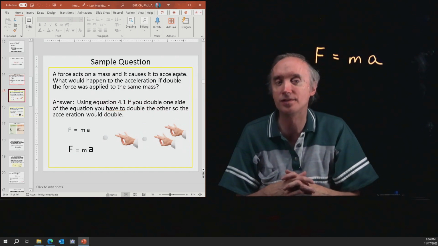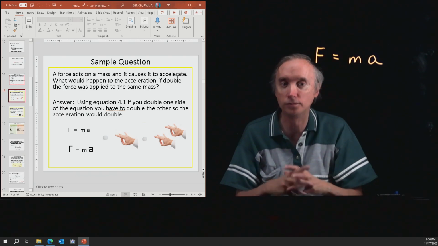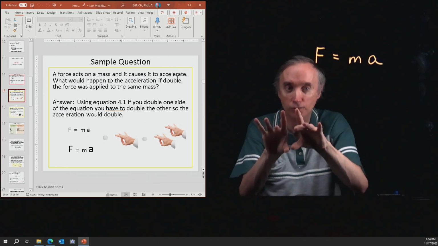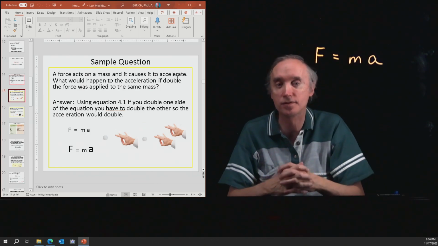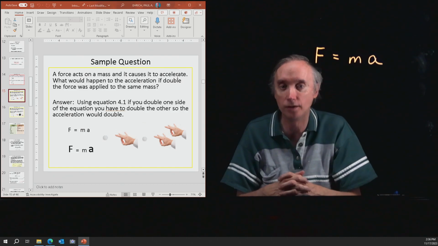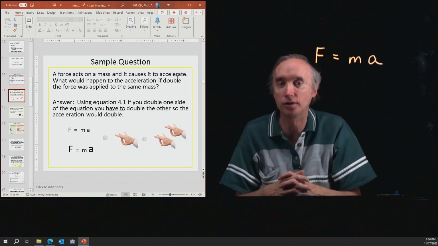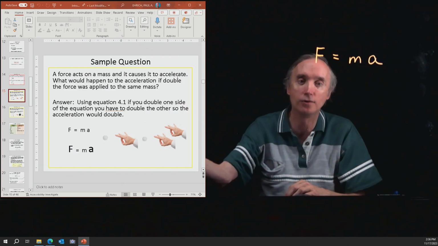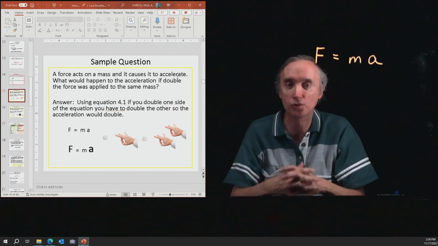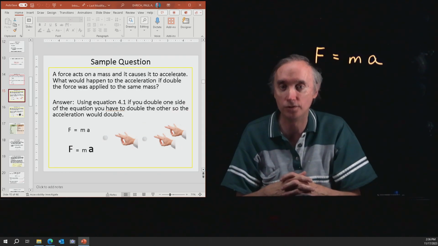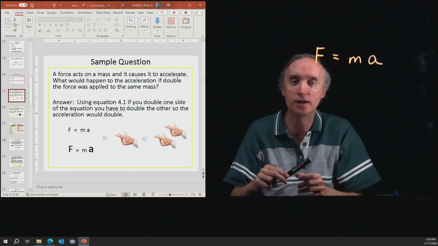Now, how could we simulate double the amount of force? Well, flip it with 2 fingers and then see what happens. So you're going to have double the amount of force, and you're going to notice that it's going to shoot out roughly twice as far when you do that. So why is that true?